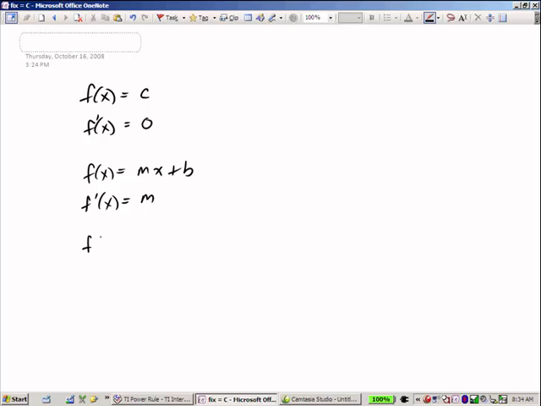Let's see. This one's a little harder. Let's see how I can write it. I have to think. I think I'll write it like that. So the function is c times some other function. Now, if f of x was equal to g of x, the derivative of f of x would just equal the derivative of g of x. That's not too hard, right? If the functions are equal, then the derivatives are equal.